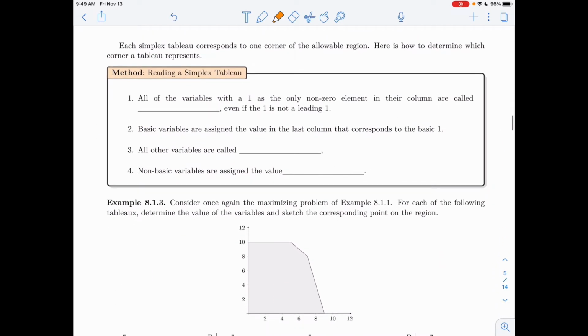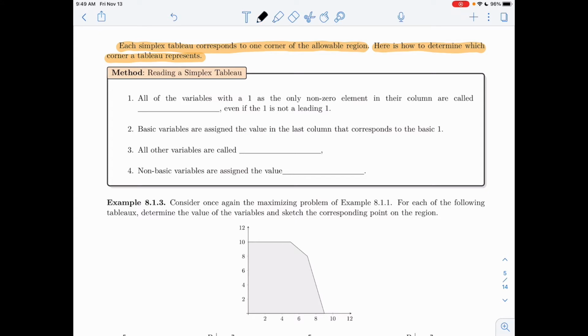All right, so when we apply the simplex method to such a problem, we'll be going from one Tableau to another, and each of these Tableau represents one corner of the allowable region. And here is how to determine which corner a Tableau represents.